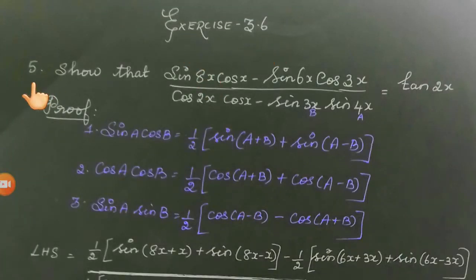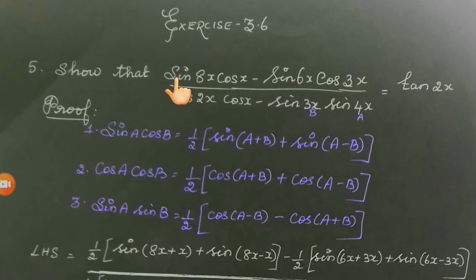Exercise 3.6, fifth sum. Show that (sin 8x cos x − sin 6x cos 3x) divided by (cos 2x cos x − sin 3x sin 4x). We have to prove that the left hand side is equal to tan 2x. To prove this, we are going to use the identities.